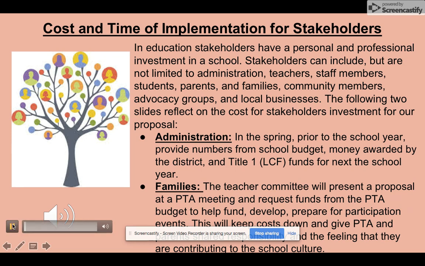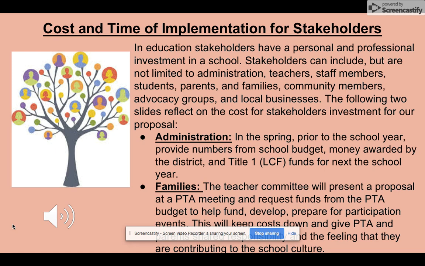So, what are the next steps forward in improving parent participation at our school? In education, stakeholders have a personal and professional investment in our school. Stakeholders can include, but are not limited to, administration, teachers, staff members, students, parents and families, community members, advocacy groups, and local businesses. The following 2 slides will reflect on the cost for stakeholders' investment for our proposal.